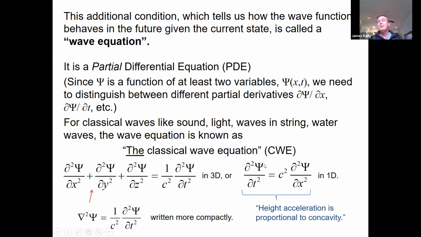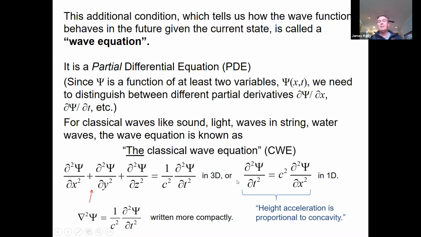So in one dimension, the psi is going to represent the height or amplitude of the guitar string as it goes up and down. And it's going to be a function of position x on the string, and it's also going to change with time. So there are derivatives with respect to time and position.